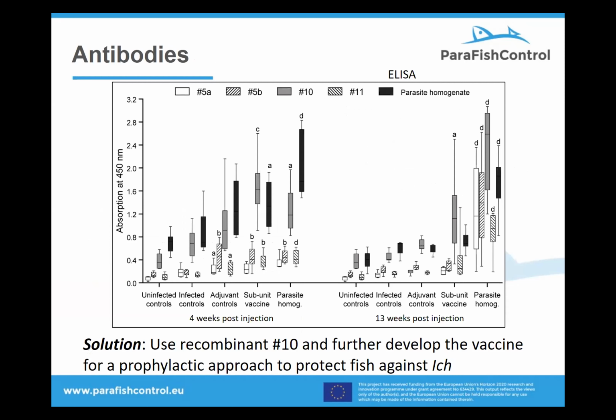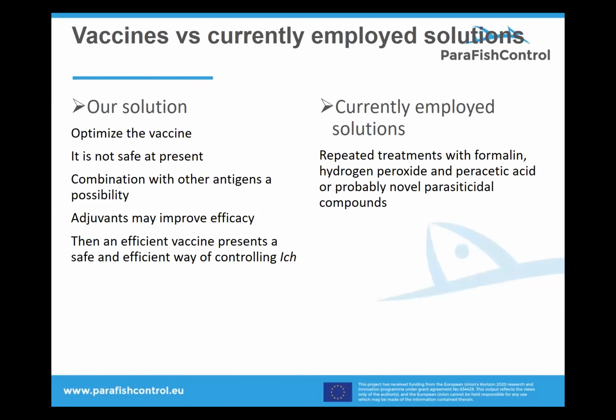Of course, when we talk about vaccines, we also look into whether the fish vaccinated against the parasites are producing specific antibodies against these antigens. Here we could see that the fish vaccinated with at least protein 10 and 11, as we call them, produce some antibodies after a while, and they were at the same level as the antibodies produced in fish vaccinated with the old-fashioned parasite homogenate. So we use the recombinant protein 10 for further studies in the future.